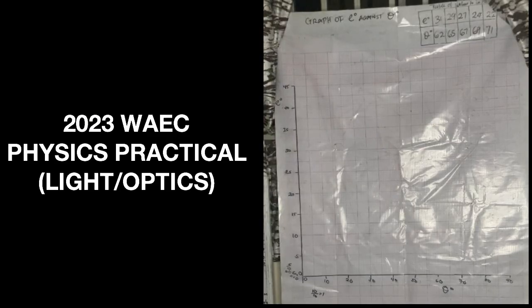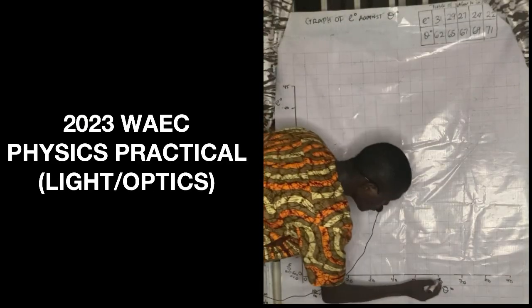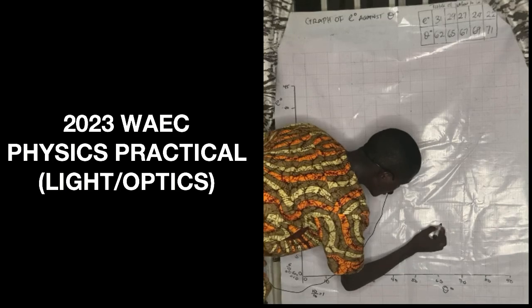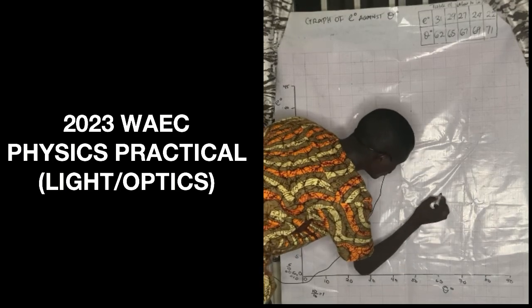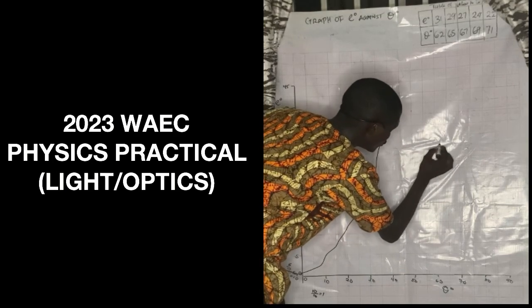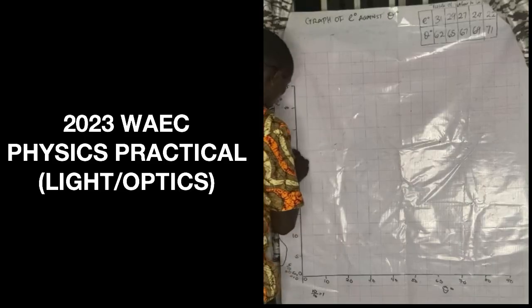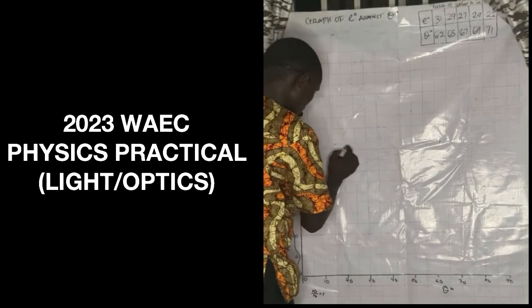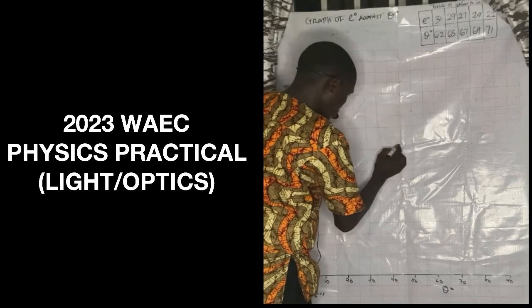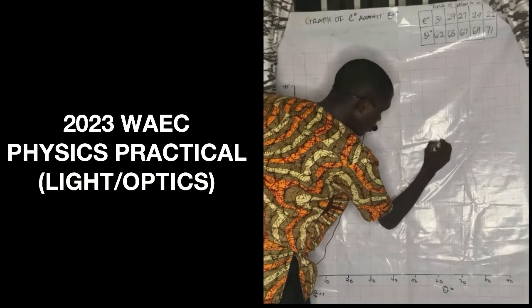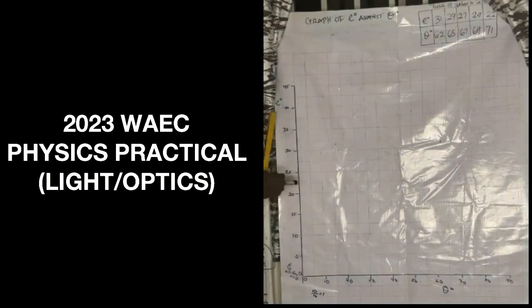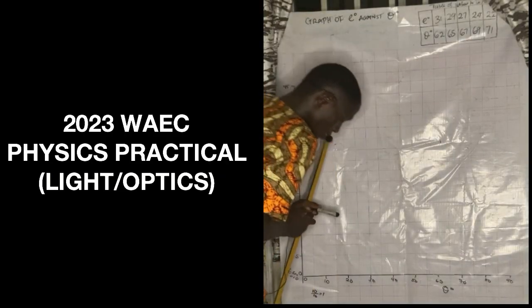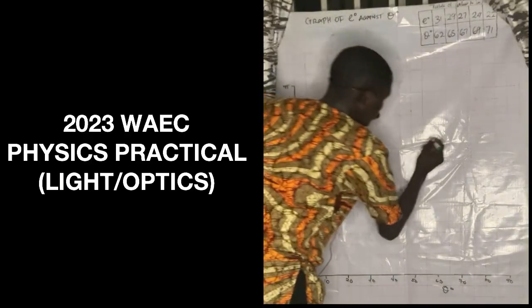So I'm going to trace this one. This is my point. Then you trace it to the 62. 62 will be here. This line here is 62. So we'll trace it up. 62 against 31. So we have our point here. So this one will be here.